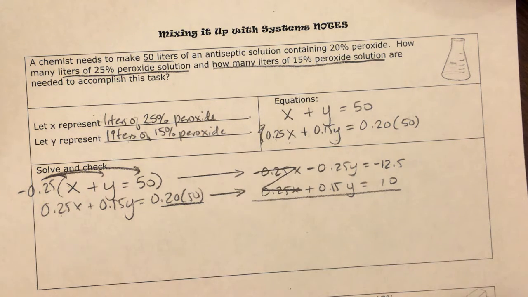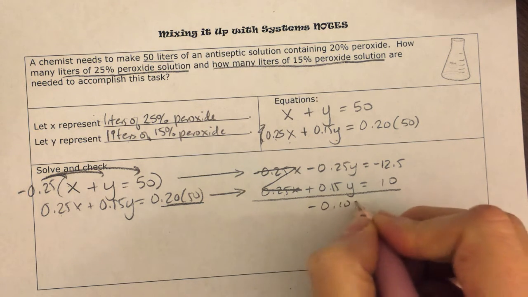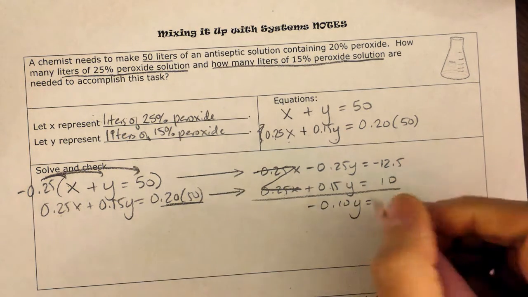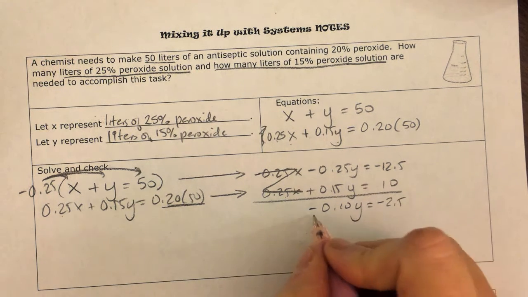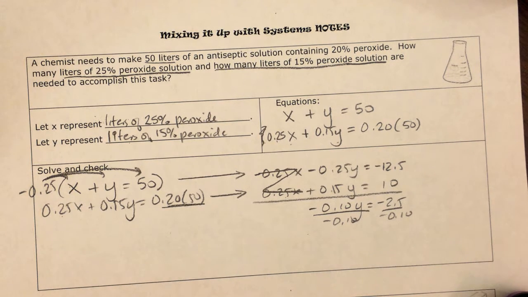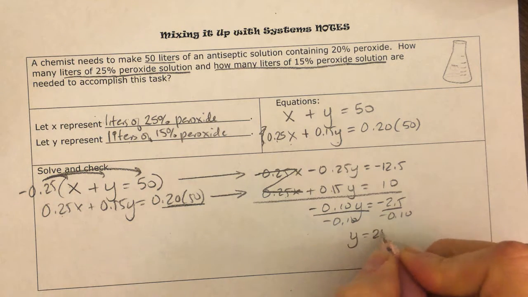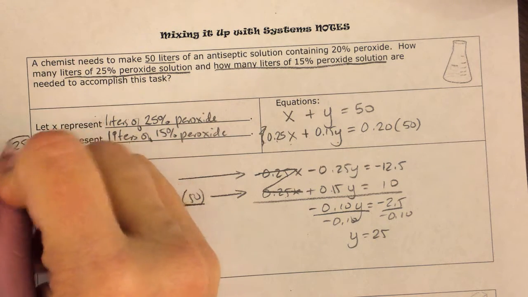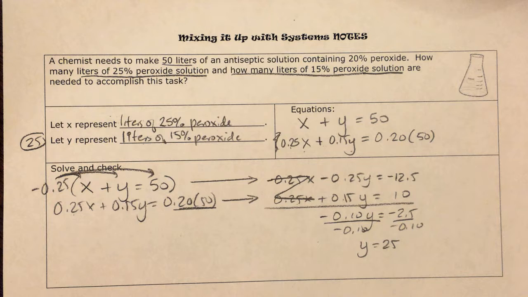Well, now I can solve this just the way we have been. This zeroes out. Negative 0.25 plus 0.15 is negative, oh my goodness, negative 0.10y equals negative 2.5. Divide both sides by negative 0.10, and I get y equals 25. What does that mean? That means I have 25 liters of 15% peroxide.